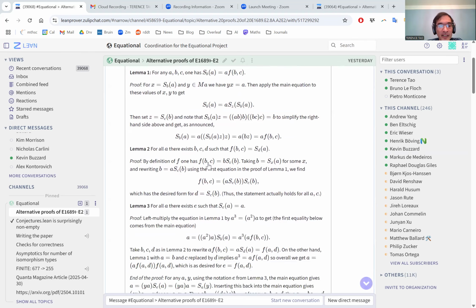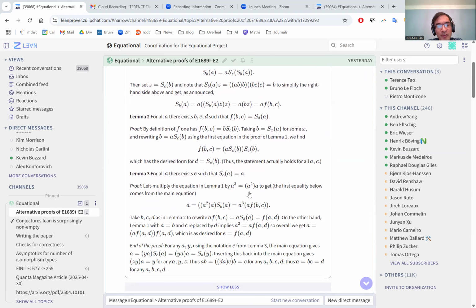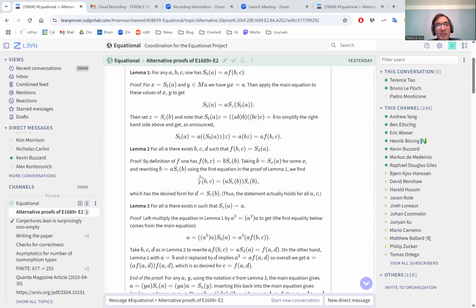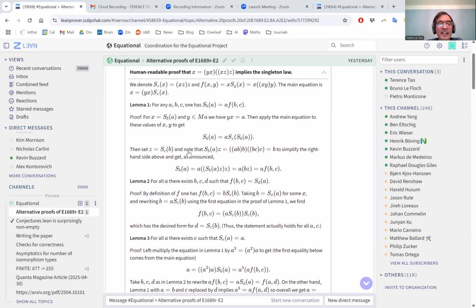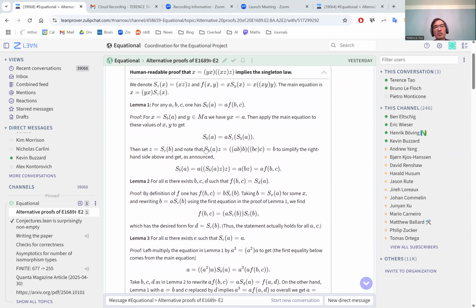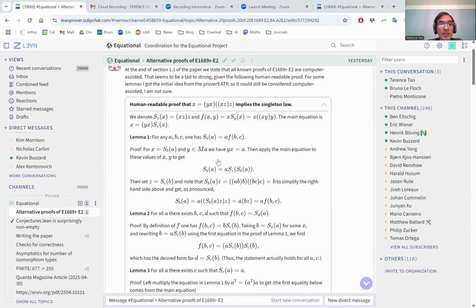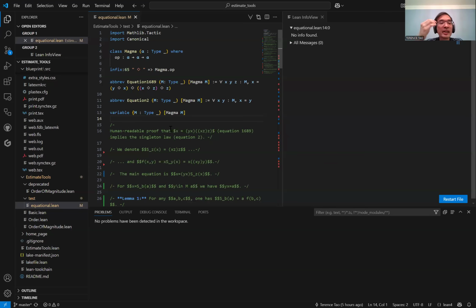Bruno has kindly supplied a human readable proof in about a page. And so it's just a whole bunch of symbol manipulation. It doesn't require any fancy external libraries. So this should be straightforward to formalize. So I tried to formalize this in Lean using the latest AI tools. So let me switch now to my IDE. So this is my third attempt to do this.